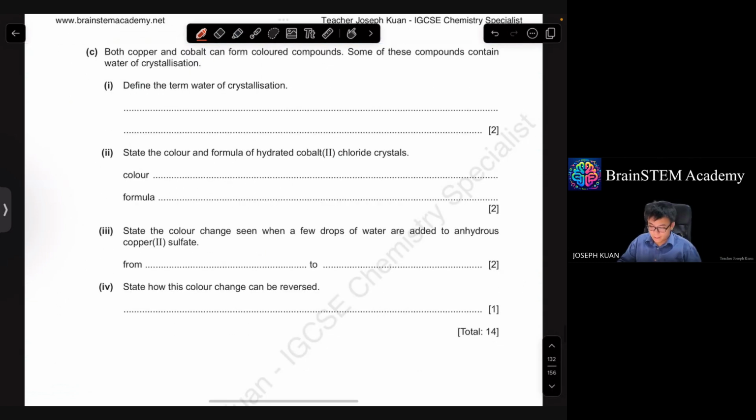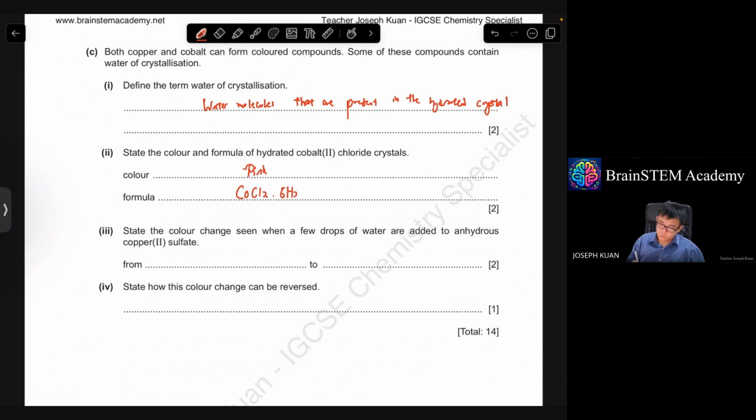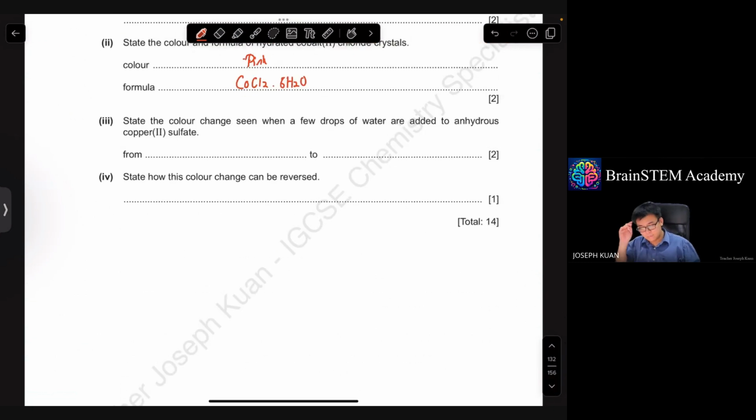Next, both copper and cobalt can form colored compounds. Some of these compounds contain water of crystallization. Define the term water of crystallization. So it is the water molecules that are present in the hydrated crystal. State the color and the formula of hydrated cobalt 2 chloride crystal. So the color is pink. Cobalt 2 chloride crystal, in terms of hydrated, it is CoCl2.6H2O.